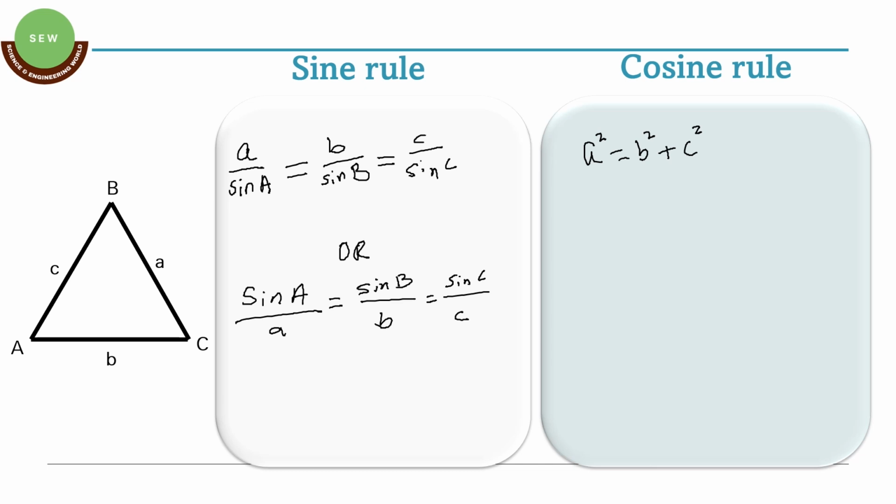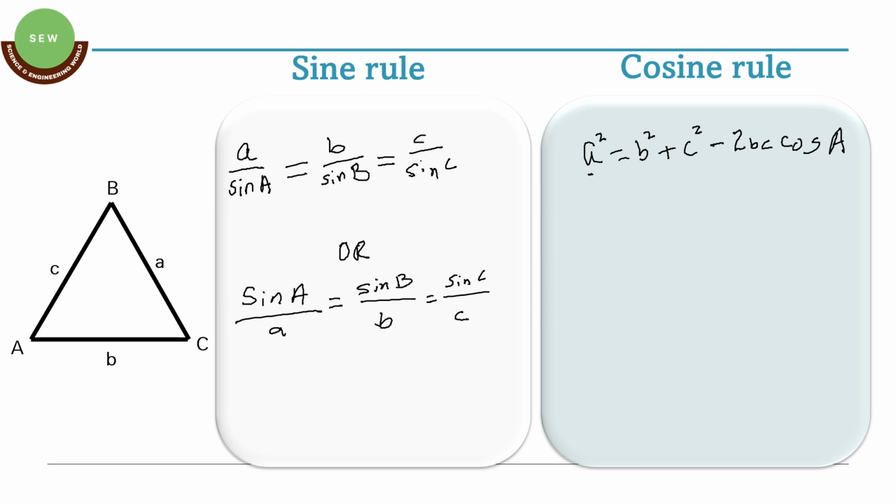Now, the modification here is you have to take the product of the two sides, multiply by 2, so 2bc, and the cos of the angle we are looking for. So cos A.